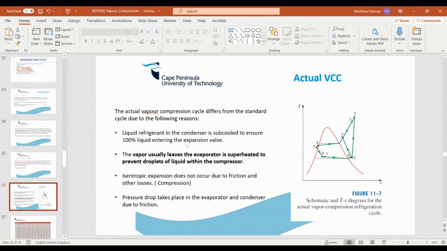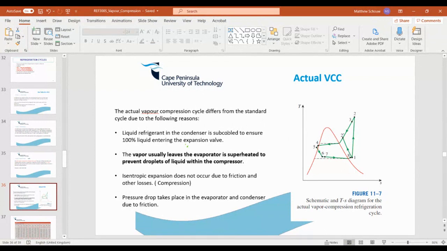Okay, so we're going from the ideal, and now we're going to start on the actual vapor compression cycle. It nearly looks the same, and the analysis is fairly the same. However, there are a few things which change, right? The actual vapor compression cycle is different from the standard one due to the following reasons.